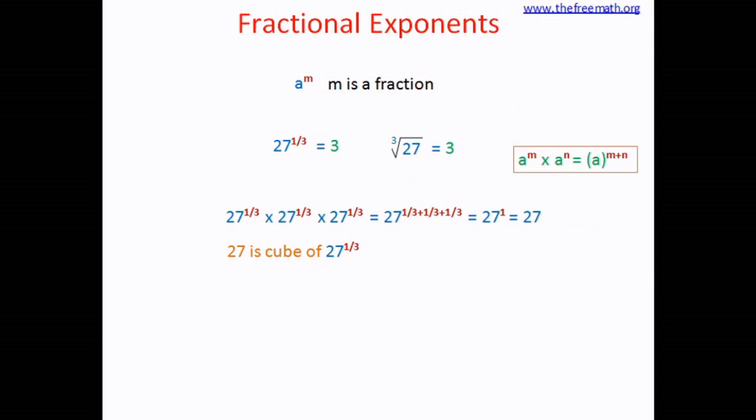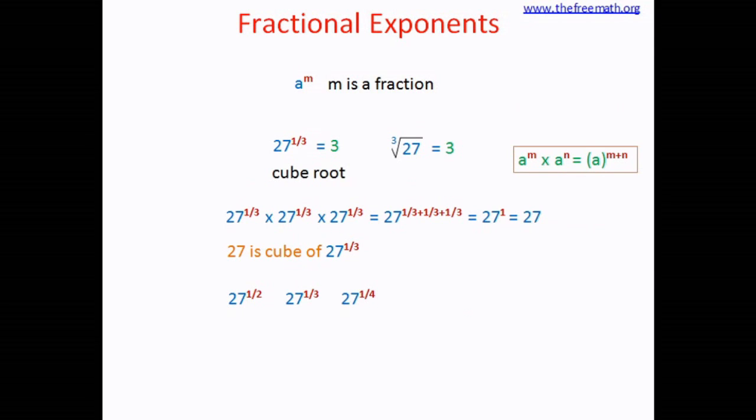That means when we write 27 to the power of 1 over 3, what we really mean is the cube root of 27. So when the exponent is 1 over 2, it indicates square root. When it is 1 over 3, it means cube root. So 27 to the power of 1 over 2 equals square root of 27. 27 to the power of 1 over 3 equals cube root of 27.